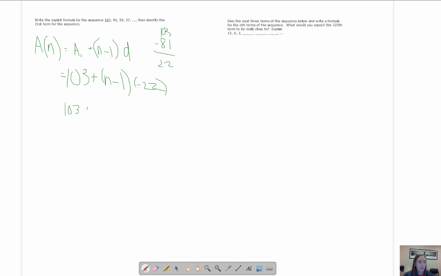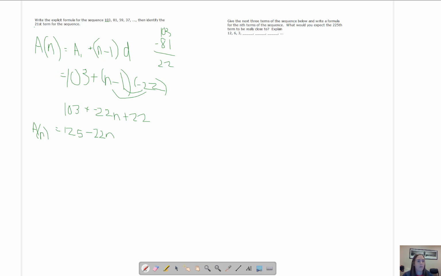So we have 103 plus, and then we're going to distribute right there. So it's going to be plus a negative 22n plus 22. Then we can only add the 22 over here, so that's going to be 125. And then plus a negative is the same as minus, so I'm just going to say minus 22n. Okay, so that's my formula. So a is a function of n equals 125 minus 22n.